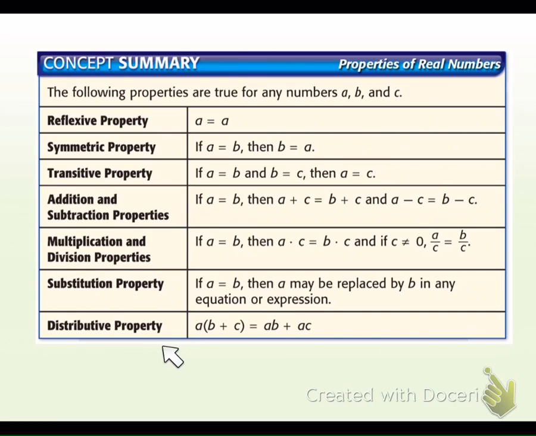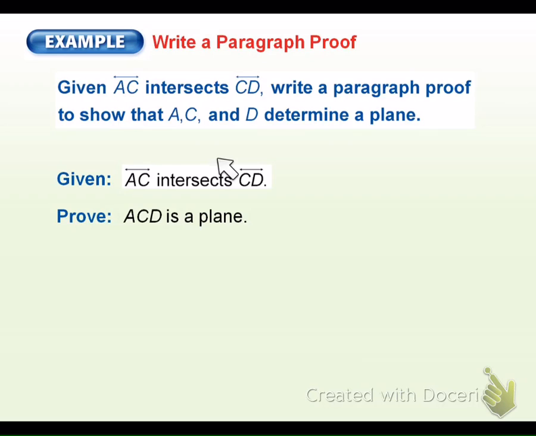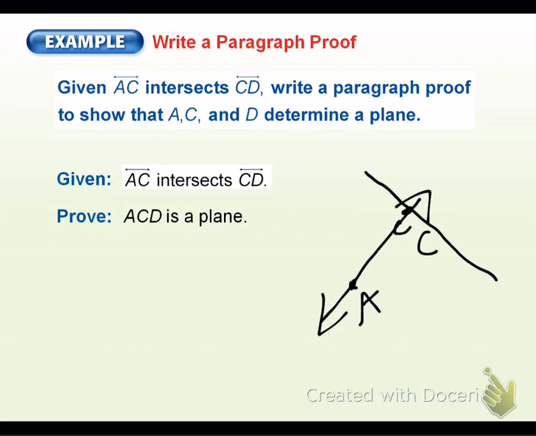Distributive property, we've been using that too. Anytime you distribute something, one term on the outside of two terms being added or subtracted together, you can use the distributive property. Remember when I said that in a proof, you're always given something and you always have an end result. So what you're given is that AC, I'm going to draw a picture, AC intersects CD at point C, the point of intersection. That's what's given to me. So there's what my picture looks like.